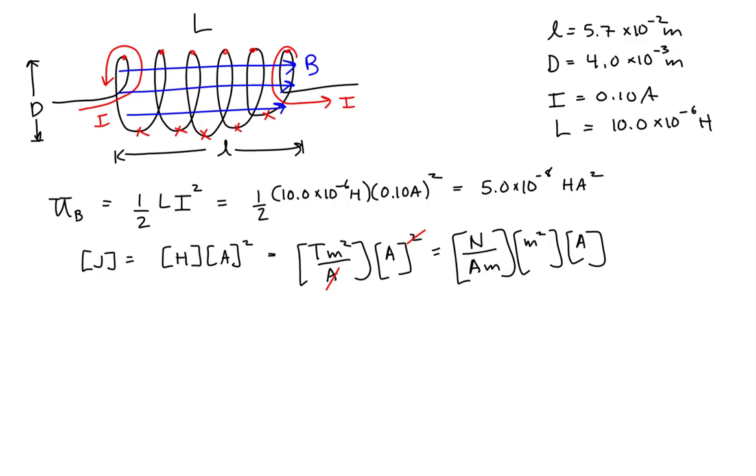So an amp in the numerator cancels an amp in the denominator, a meter in the denominator cancels a meter in the numerator, and the units end up being a Newton meter. And we know a Newton meter is equal to a joule. So with that said, we can say that the magnetic potential energy stored by this inductor is equal to 5.0 times 10 to the minus 8th joules.